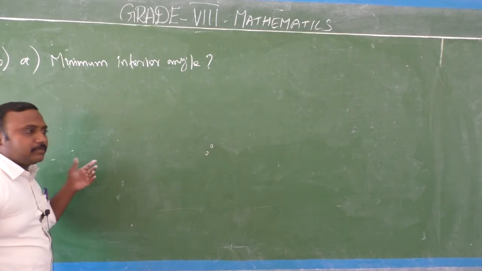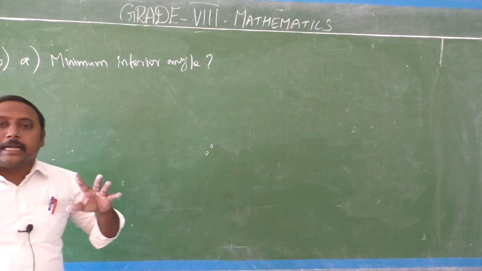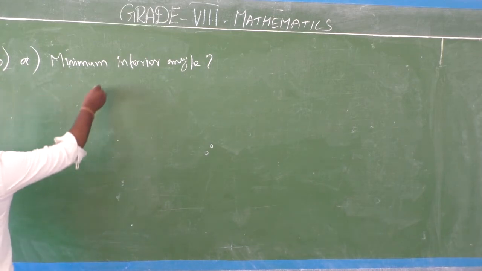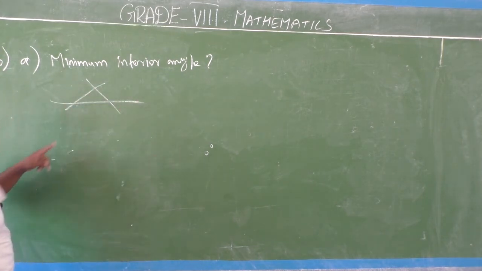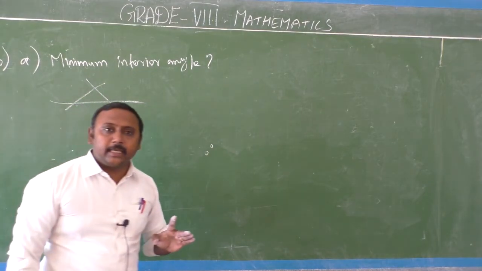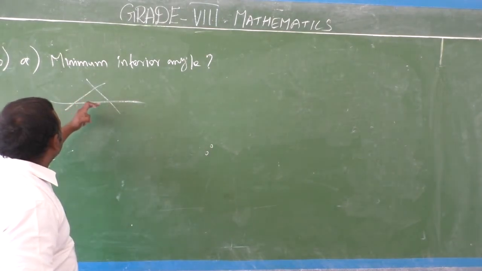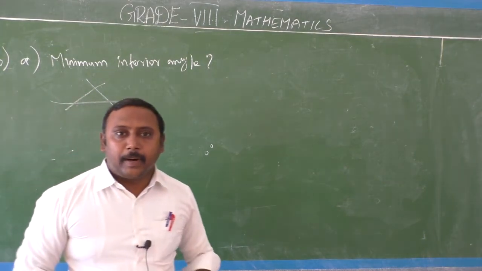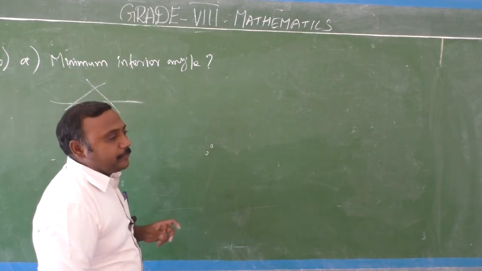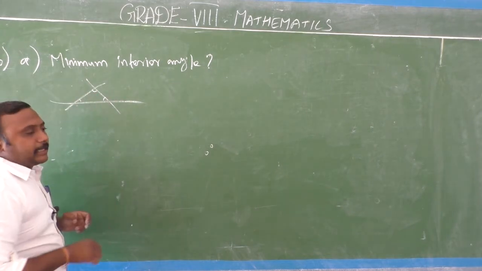Okay. What is meant by polygon? Polygon means a closed figure made only of line segments. The possible closed figure uses three line segments: 1, 2, 3. By using 3 line segments only, we make a polygon. So we need at least 3 line segments to make a polygon. The question is, what is the minimum interior angle of a regular polygon?